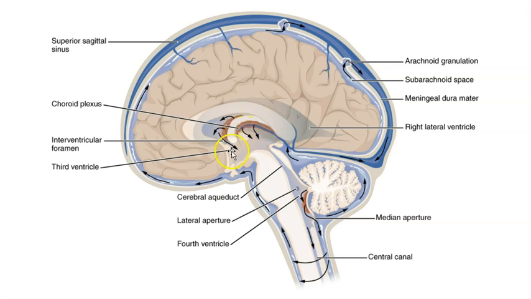So here's the approximate location of the third ventricle. This is highlighted in light blue here. This would be the hypothalamus. This would be the thalamus right here. So between the two halves of the thalamus structures, we would see the third ventricle and the choroid plexus that occupies it.